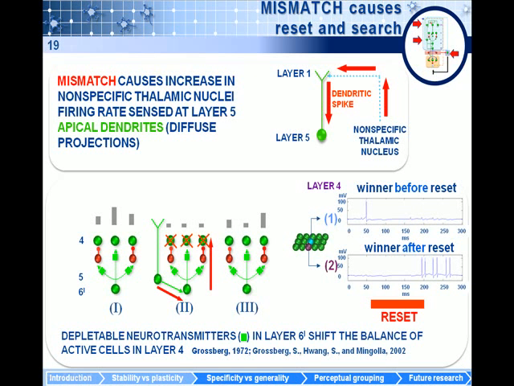So we can see here a simulation example in which a layer 4 cell was spiking, expecting a particular stimulus, which was then mismatched, and the reset causes that particular layer 4 cell to shut down and another cell to start firing and start to learn the new mismatched stimulation.